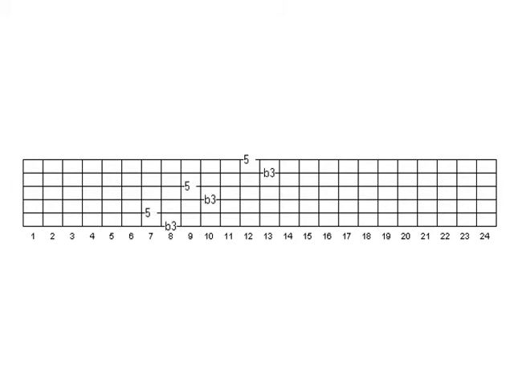Our shape between the flat 3 and the 5, this is our major third. Our shape between the 4 and the flat 7, another perfect fourth. Our shape between the 5 and the root of the scale, another perfect fourth. And finally, the shape of a perfect fourth between the flat 7 and the flat 3.